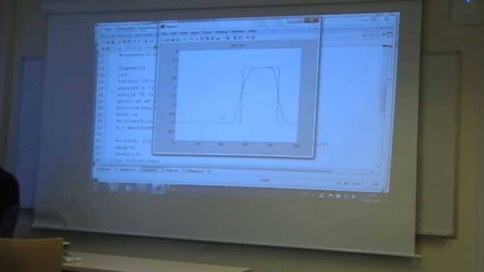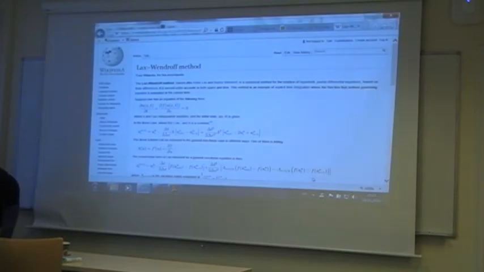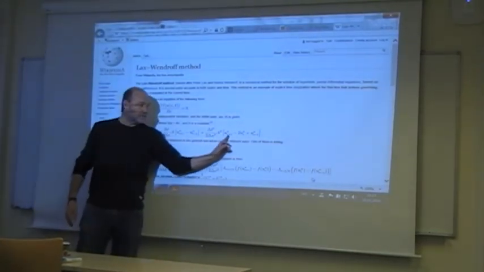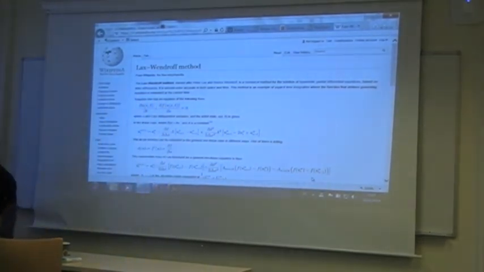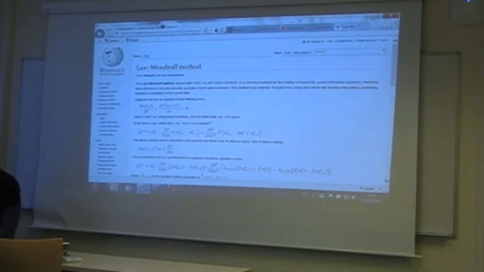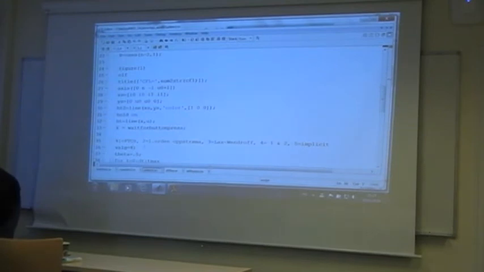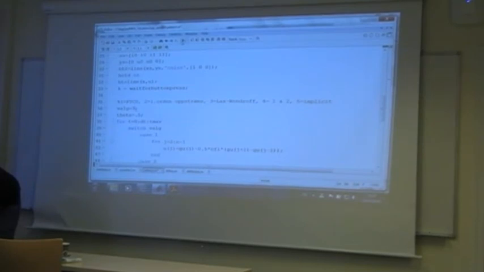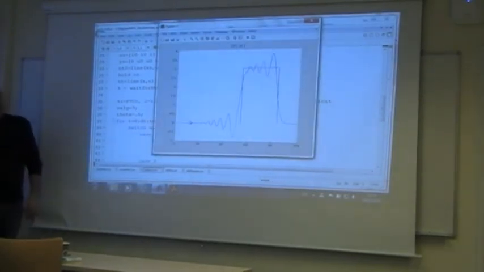You have a more advanced scheme called Lax-Wendroff, where they actually introduce the double derivative into the scheme as well. So it's a higher order scheme, more advanced. And if we try this one, that's choice 3. Yeah, still unstable, and it really doesn't help.